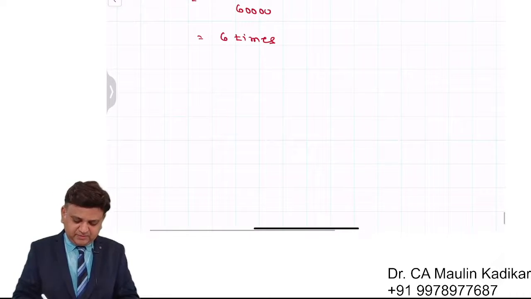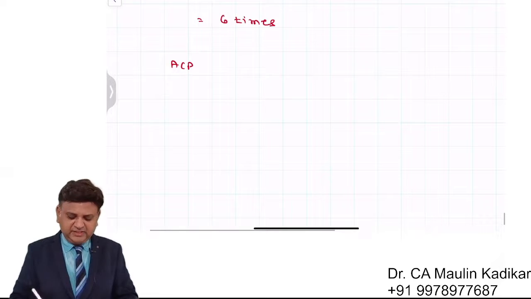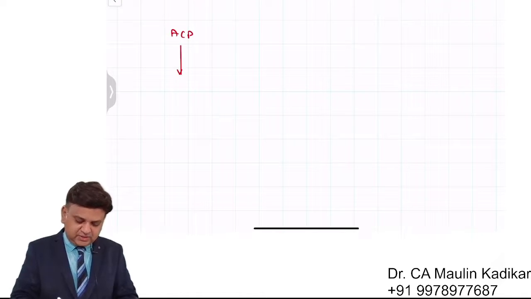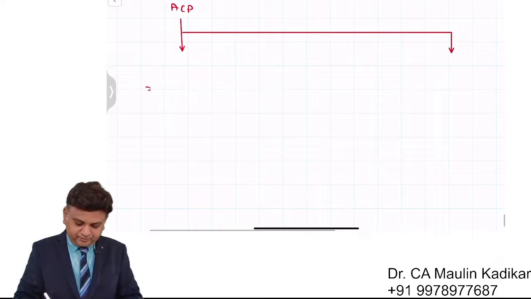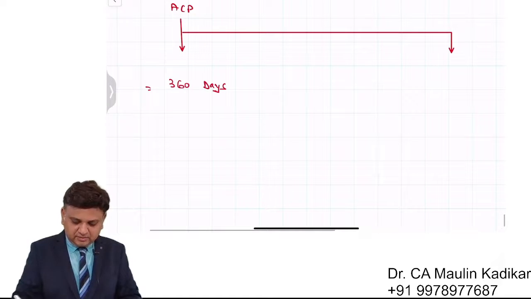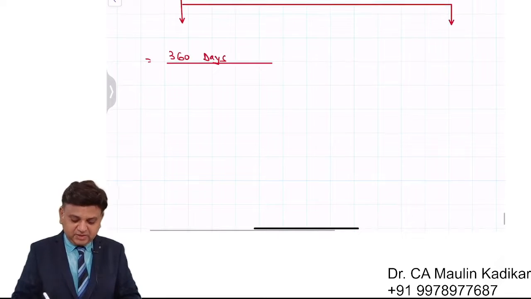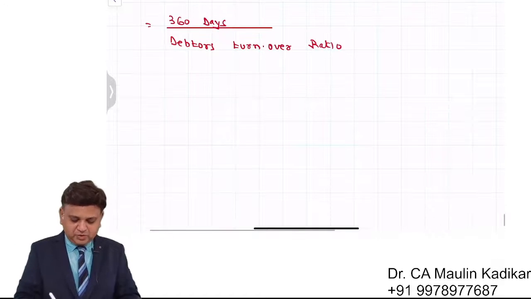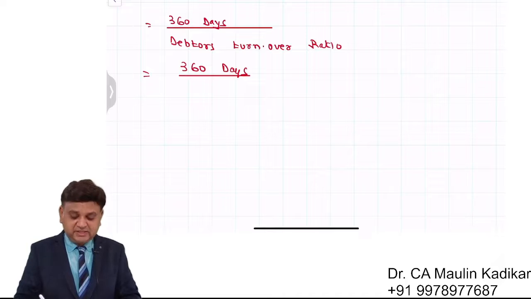Second question is the average collection period. Average collection period, or we can say the credit period, is one and the same. Again, that can be calculated by two methods: using the debtors turnover ratio, or we can apply the entire formula. So average collection period is 360 days divided by debtors turnover ratio. So over here 360 days divided by debtors turnover ratio 6 times. Answer is 60 days.